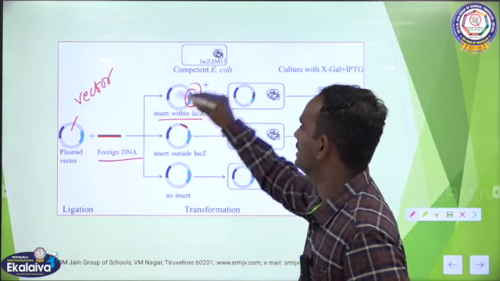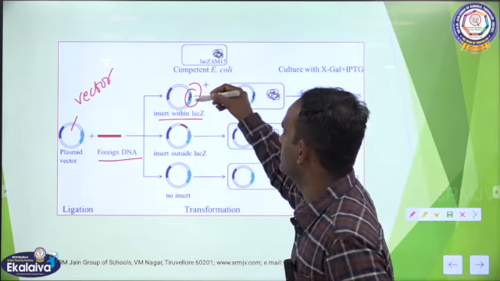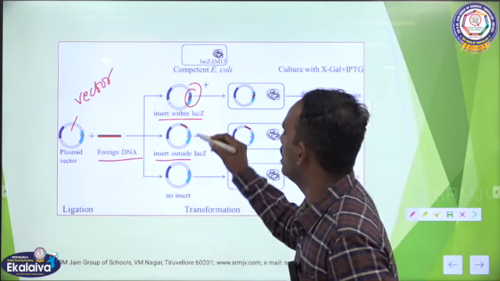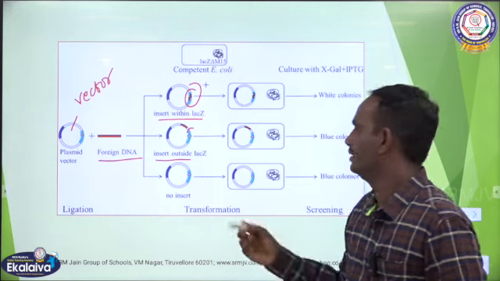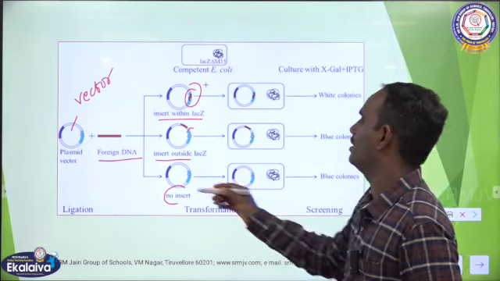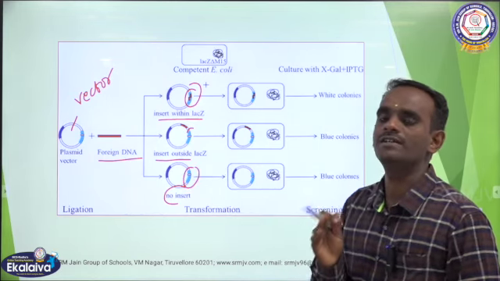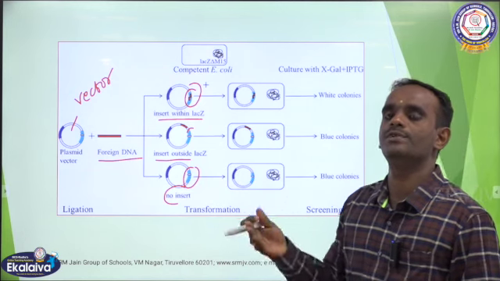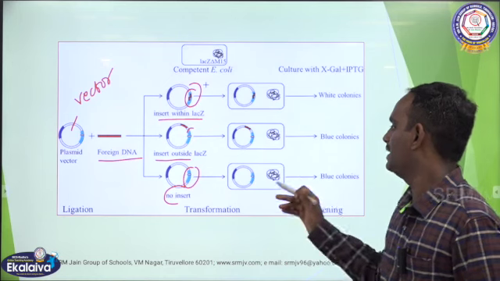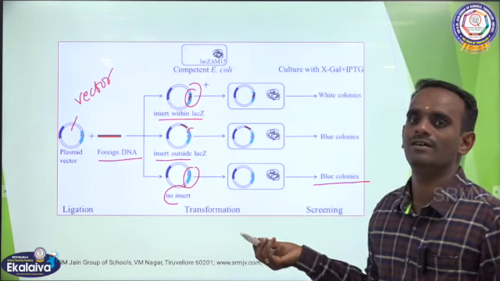So, this is the LAC-Z gene, foreign DNA is inserted within the LAC-Z. Here foreign DNA is inserted outside the LAC-Z. Here there is no insertion of foreign DNA. If there is no insertion of foreign DNA, the LAC-Z is functional. It can produce a functional enzyme beta galactosidase, and this gives blue colored colonies.